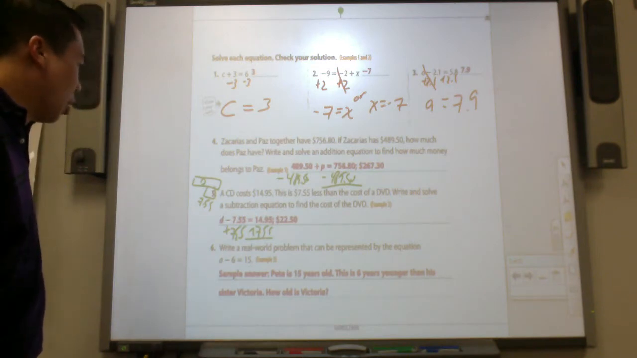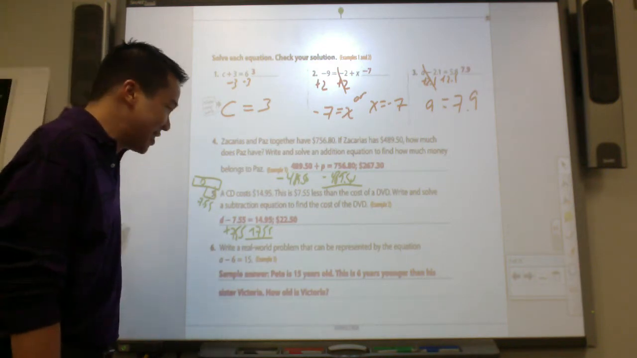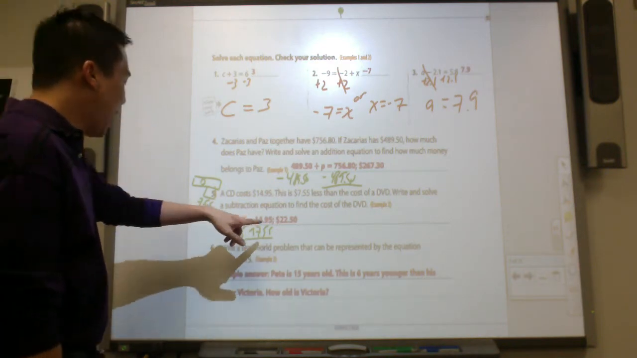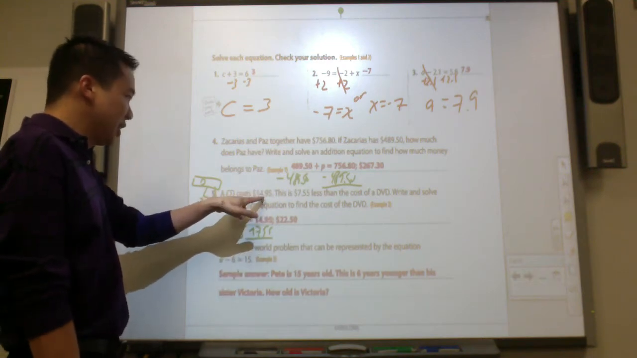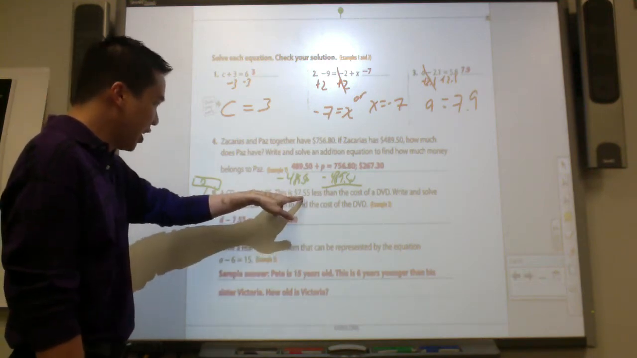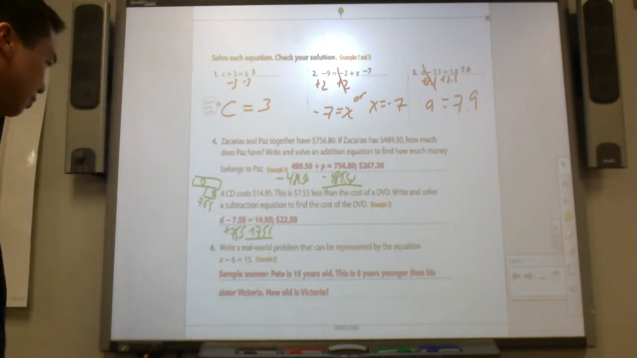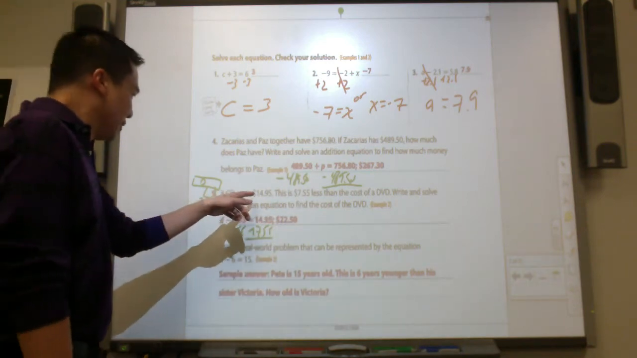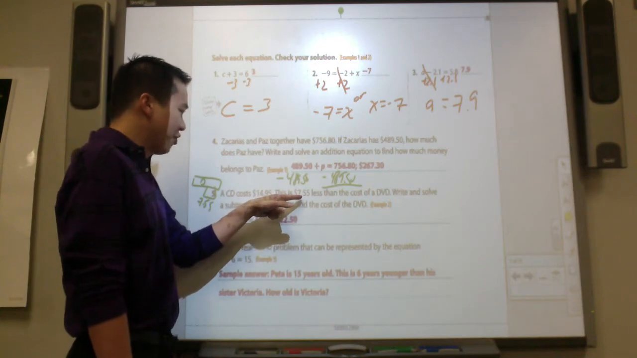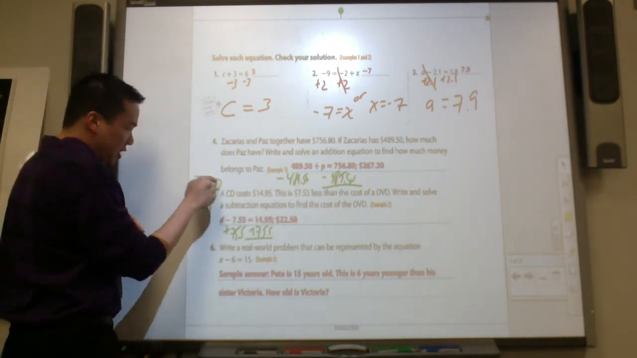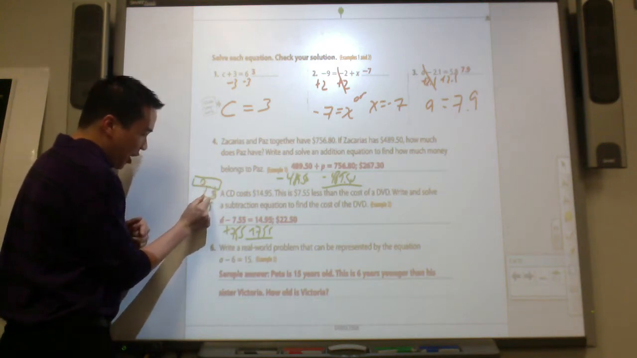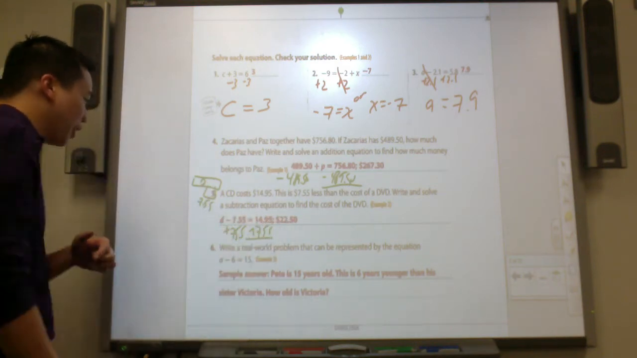Number 5, the cost of the DVD is $22.50. You have to add $14.95 to $7.55 to get this price for the DVD. Because remember, the CD is $7.55 less than the DVD. That's why I drew this DVD. We don't know the cost of the DVD. I take off $7.55 and you'll get $14.95.